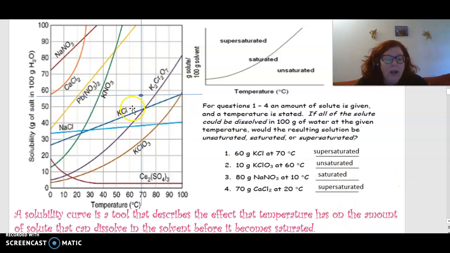And last one, calcium chloride. That's the orange one that's going way up. We got 70 grams at 20 degrees. And again, that pops it over into unsaturated territory. All right, everybody got a feeling now for solubility? Me too. Okay, so try it again.